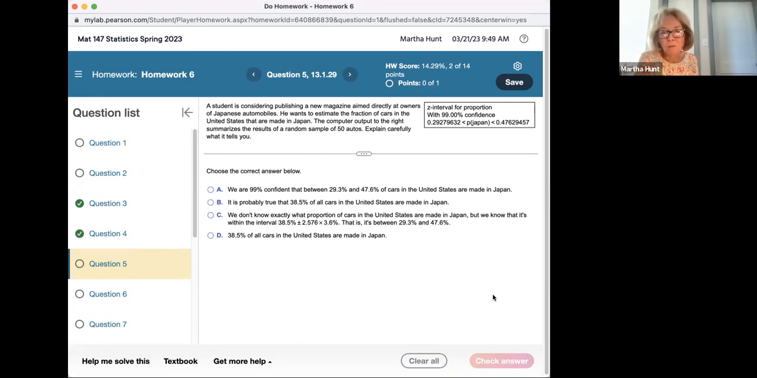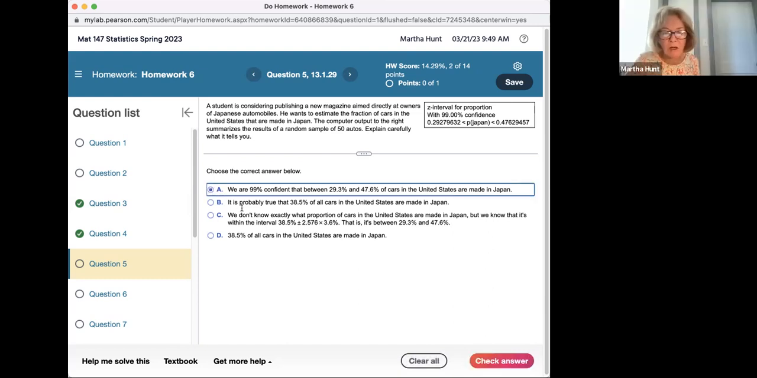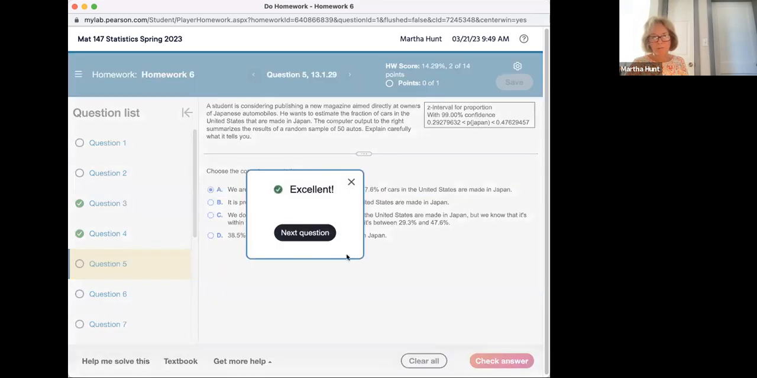Anybody want to offer a suggestion about what the correct answer is? There's a key word you are looking for. Probably A, right? Because it says 99% confident. Always look for the word confident. All of the rest are wrong. Look for the word confident. Check answer.